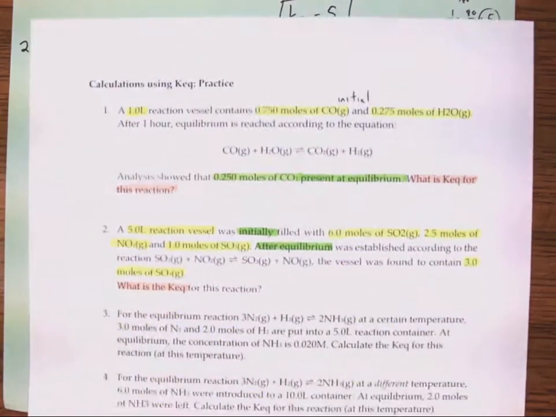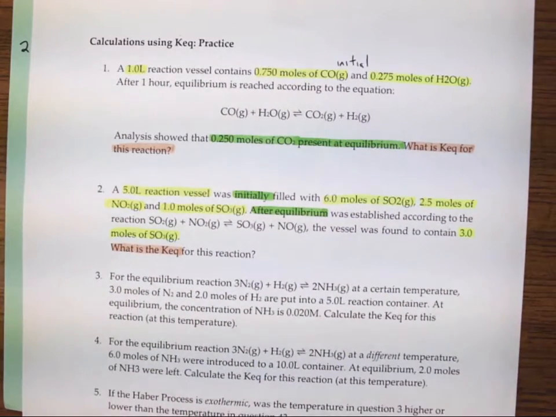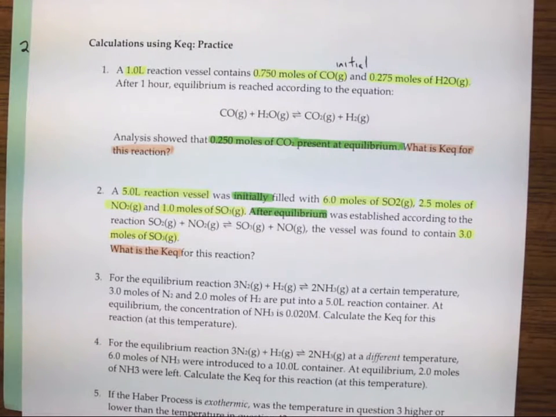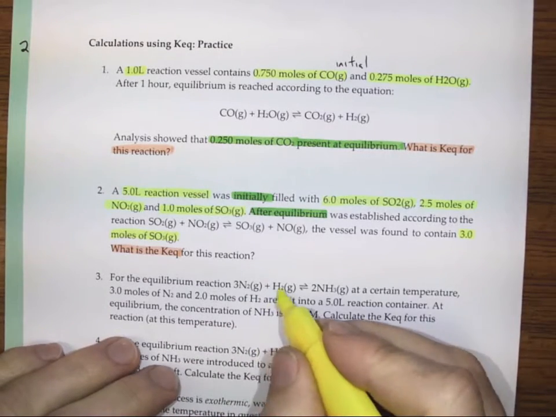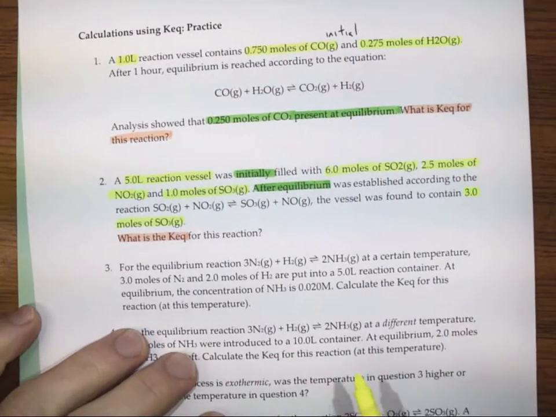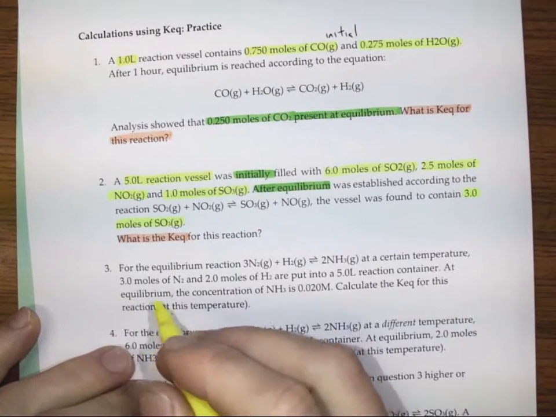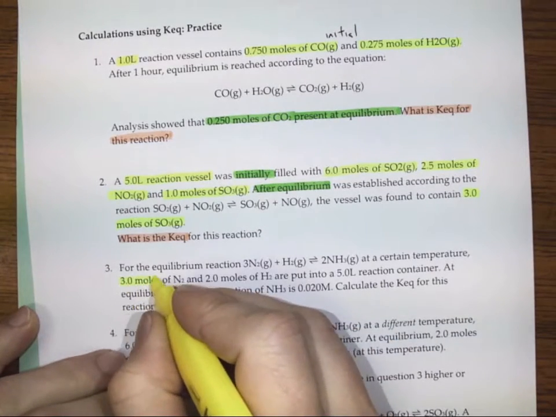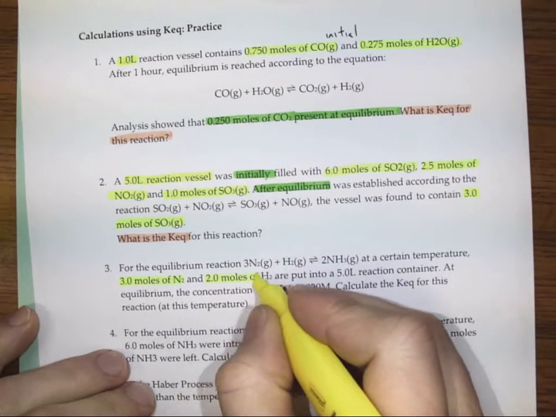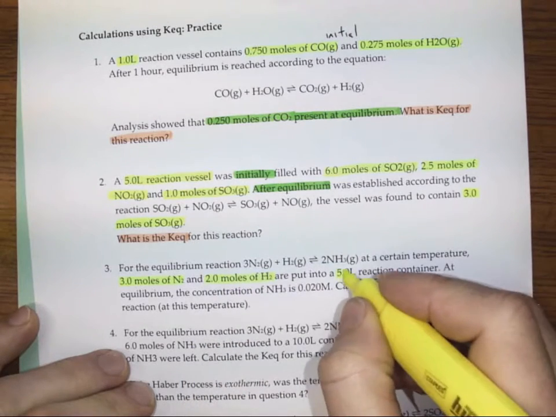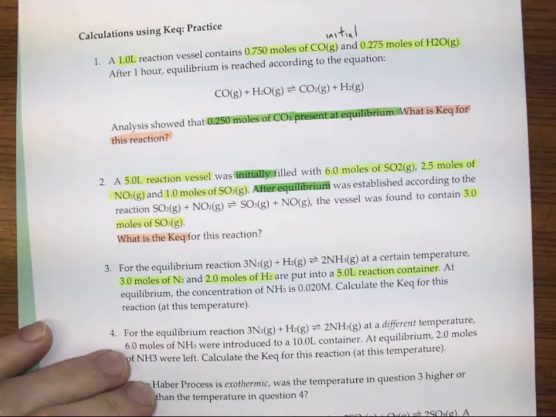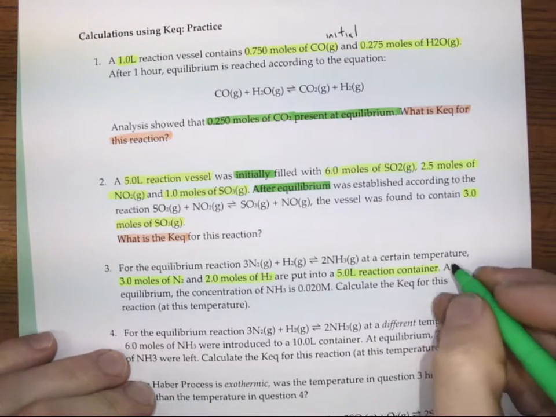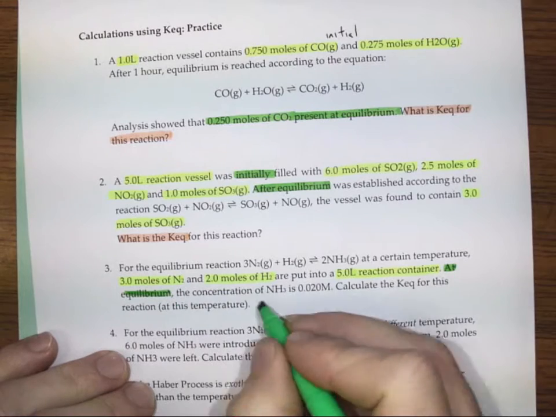So let's move on to question 3. Okay, so we've got the Haber process going on here. We're making ammonia, consuming nitrogen gas from the atmosphere and hydrogen. And at a certain temperature, you can put 3 moles of nitrogen and 2 moles of hydrogen into, again, a 5-liter container. And then we mentioned at equilibrium, the following is true.